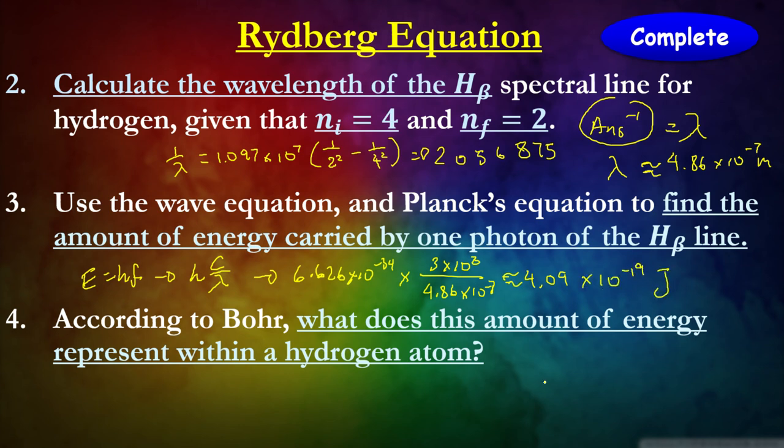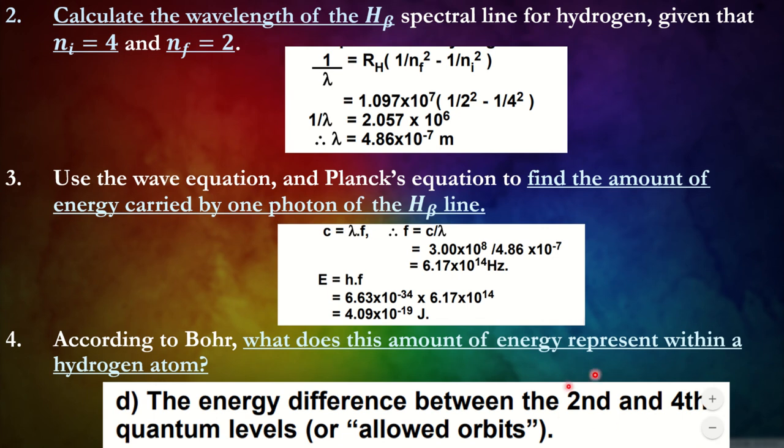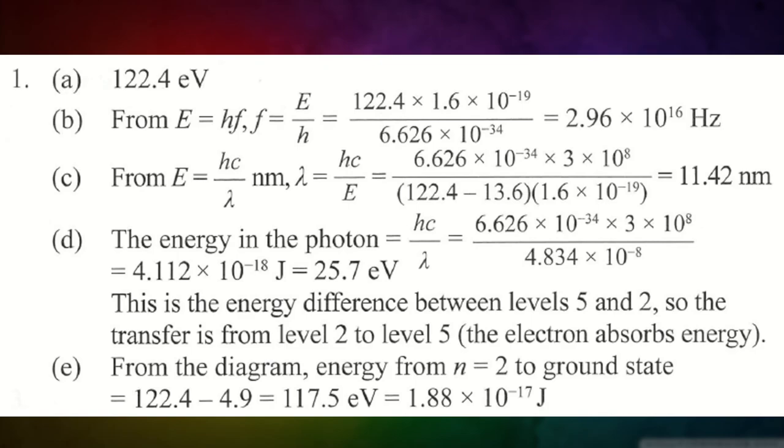And so according to Niels Bohr, what does this amount of energy represent? That is the energy gap between energy level 4 and energy level 2, and this is the energy transformed from the electron into electromagnetic radiation as our electron transitions from N4 to N2. Okay, that's the allowed orbits we have there. You can try some other questions as well.